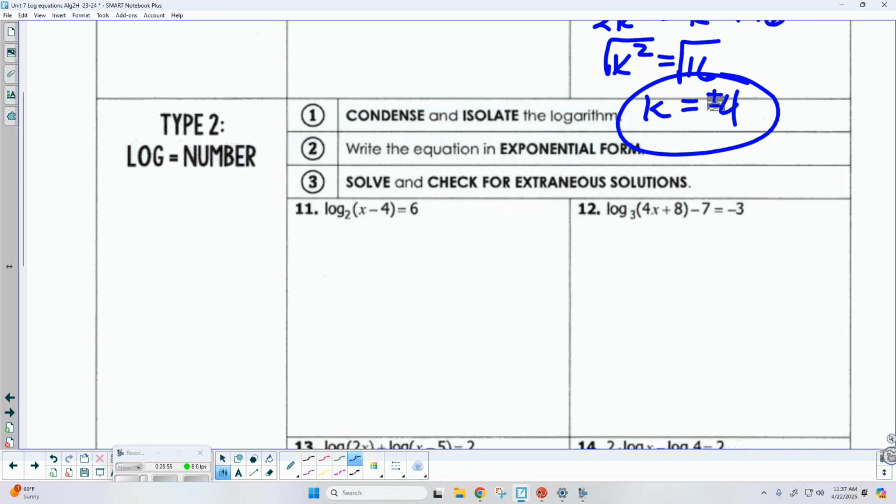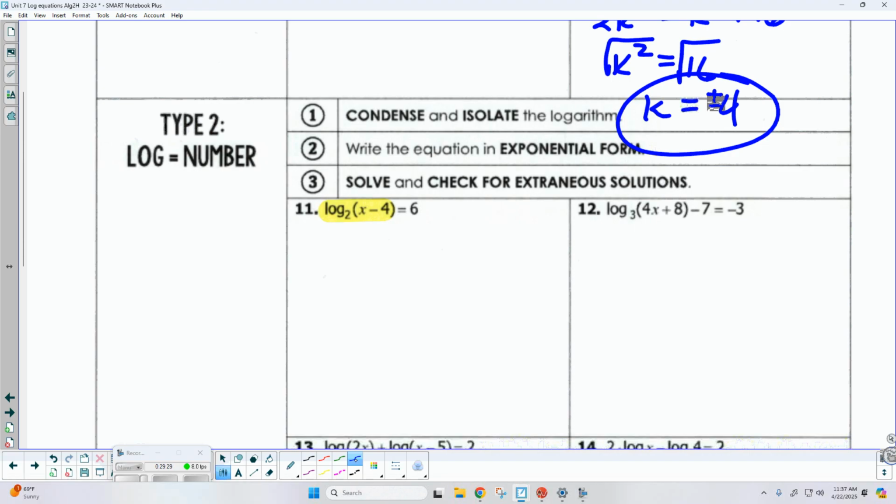It says log base 2 of x minus 4 is equal to 6. So we want to isolate the log statement. In this case, I want to get that all by its lonesome. But what do you notice? It already is. There's nothing to take care of here. Now, in other problems, we might have something added or subtracted to it. We might be multiplying against it. That's what we're referring to. We want to get rid of any of those additional values. Once you've got the log statement by itself, let's convert this to an exponential.